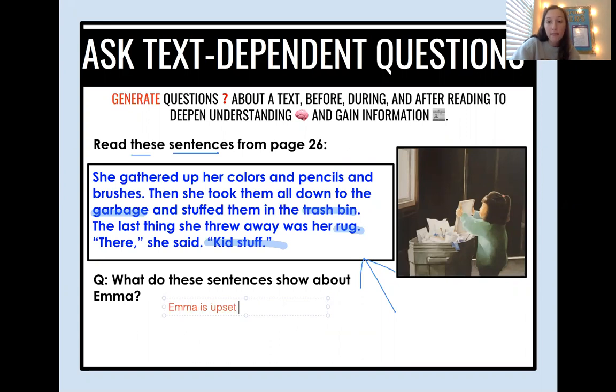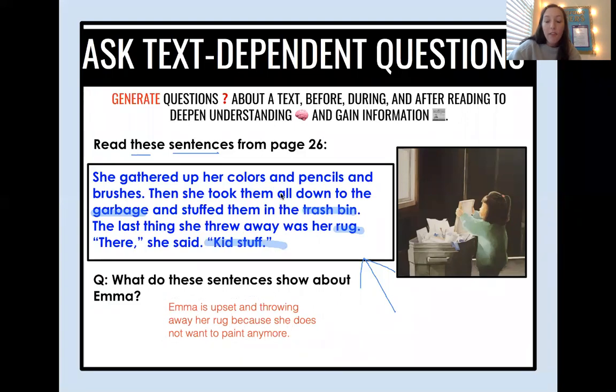Emma is upset and she's throwing away her stuff, including her rug. Emma is upset and throwing away her rug because she does not want to paint anymore. Do you guys agree with that sentence?